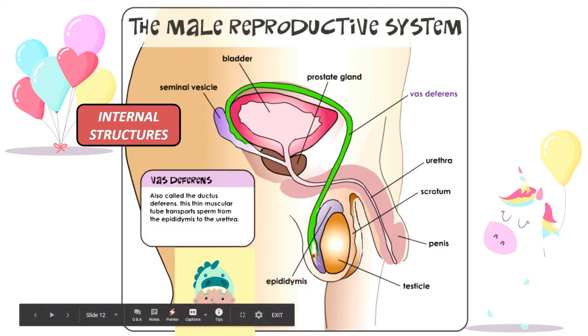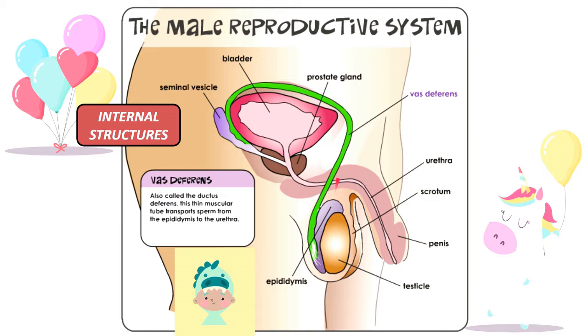Then the sperm cells will travel in this very long tube called the vas deferens or ductus deferens. This is a thin muscular tube which transports the sperm cells from the epididymis into the urethra, out of the body.